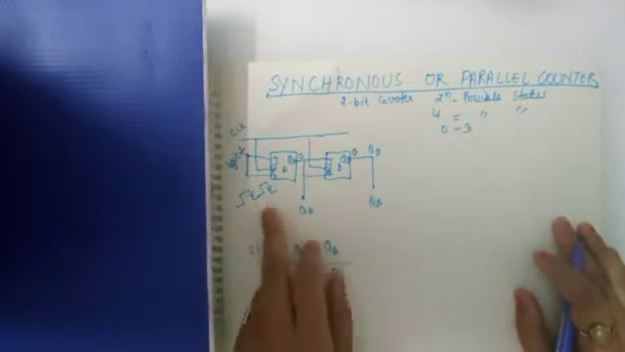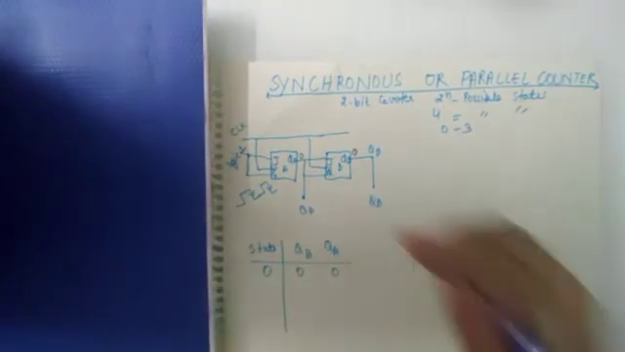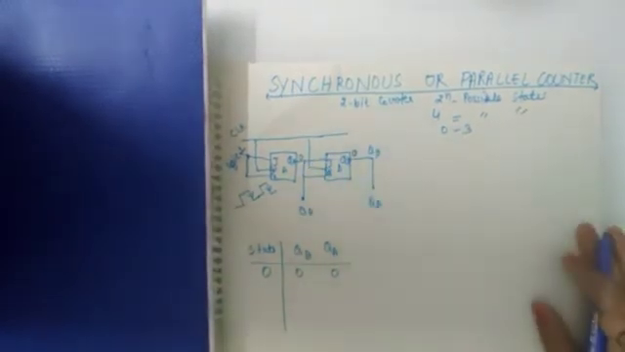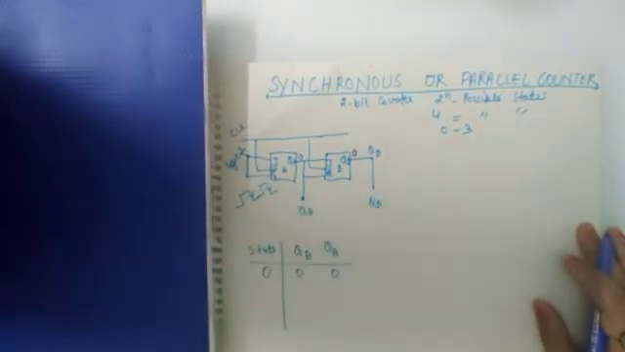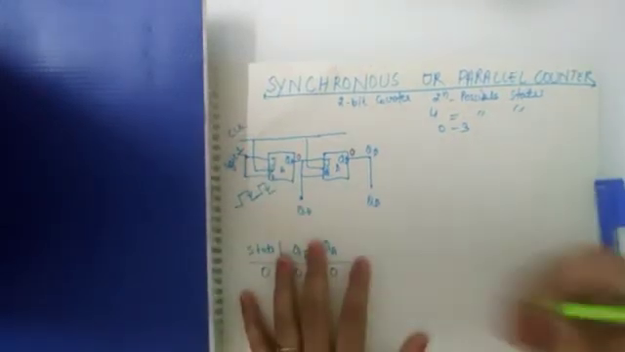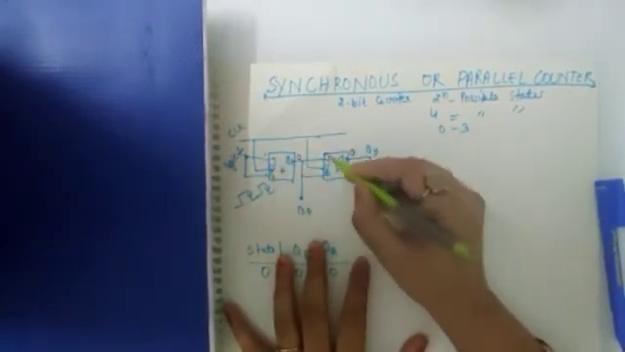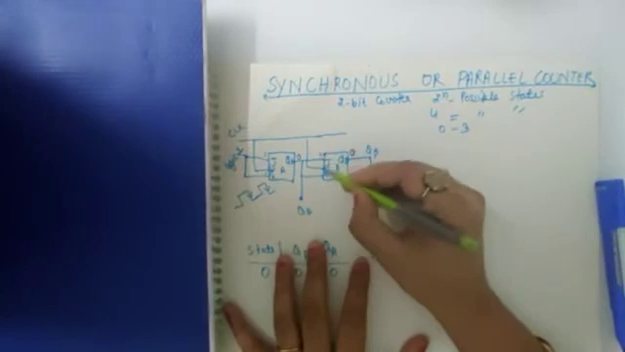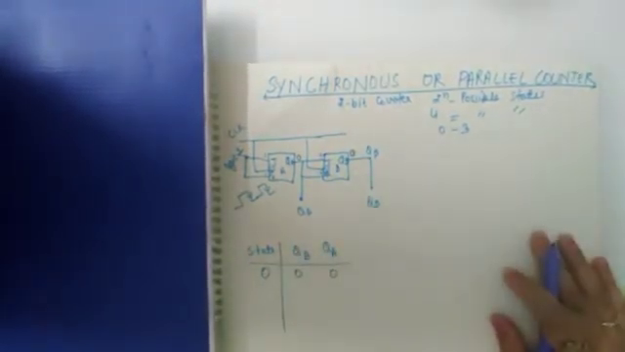So when the first negative clock pulse arrives, all the flip-flops will be triggered simultaneously. But the only thing we have to keep in mind before giving the clock pulse is to check whether the inputs of the flip-flops are in a ready position or not. The first flip-flop input is always 1, so this is 1, 1. And at this time the second flip-flop will have the inputs 0, 0. Accordingly we can conclude the outputs of these flip-flops.